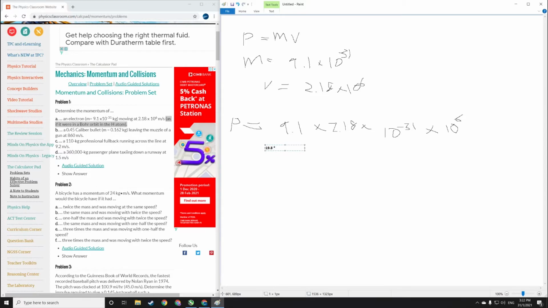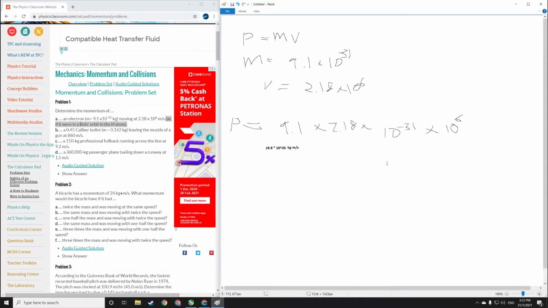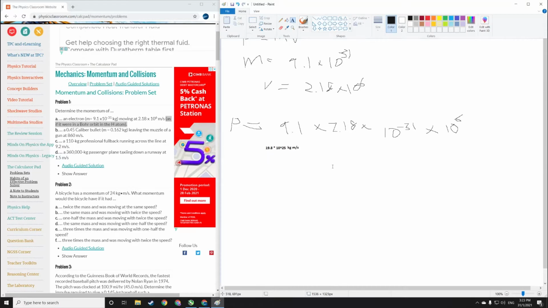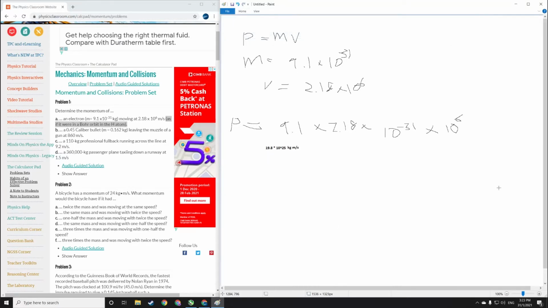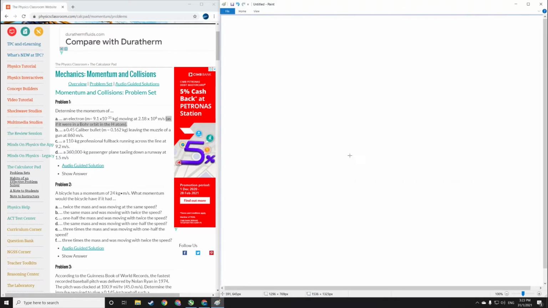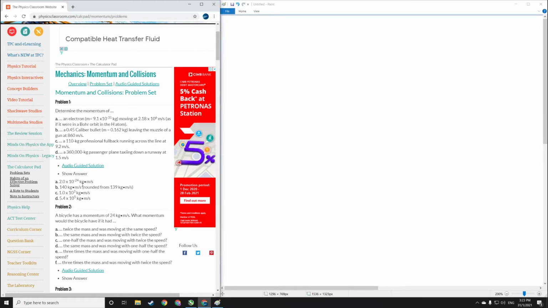Times, what do we have? So when we have standard form and powers of 10, if we have 10 to the power minus 31 and 10 to the 6, we just add the two, so it becomes minus 31 plus 6, and so the answer is just 10 to the power minus 25. Okay, and so that's our momentum, and of course remember to put your units, so it's kg meters per second, and that's our complete answer. And so we can essentially finish off that question. Okay, let's move to the second question.